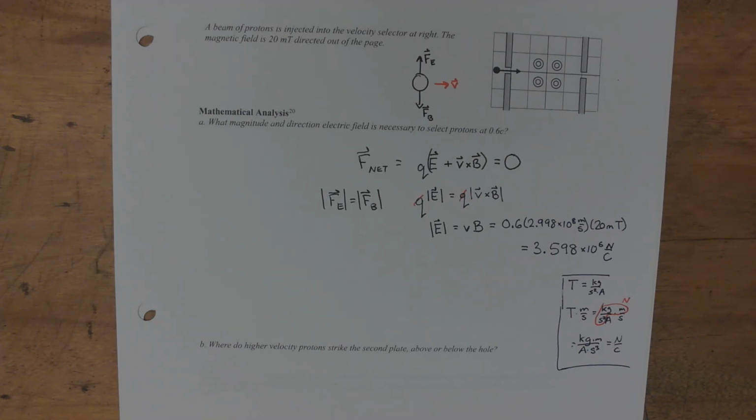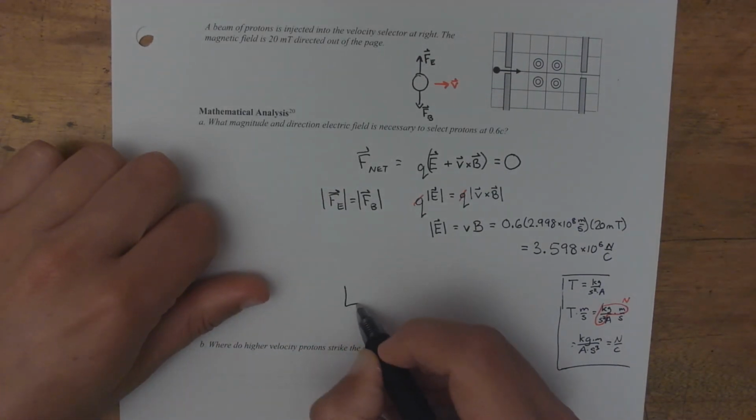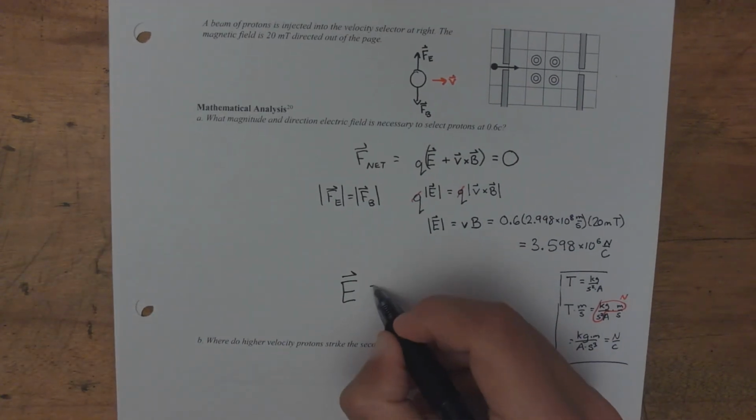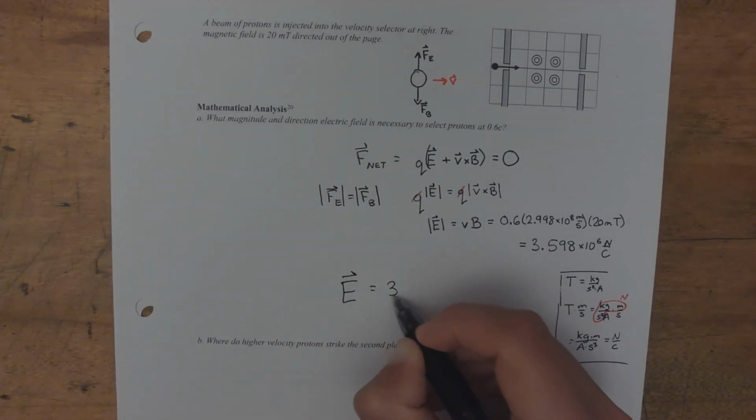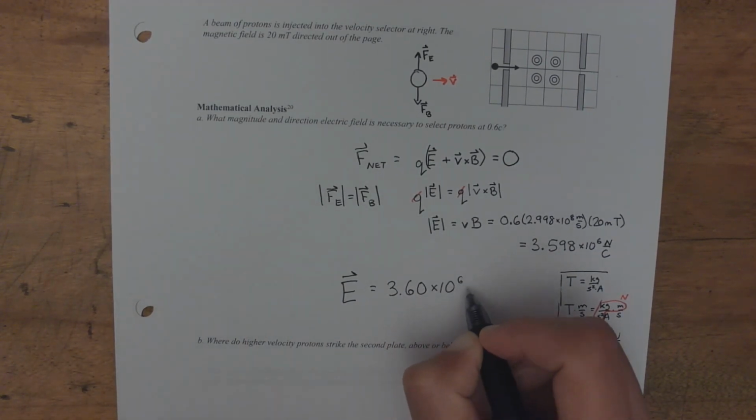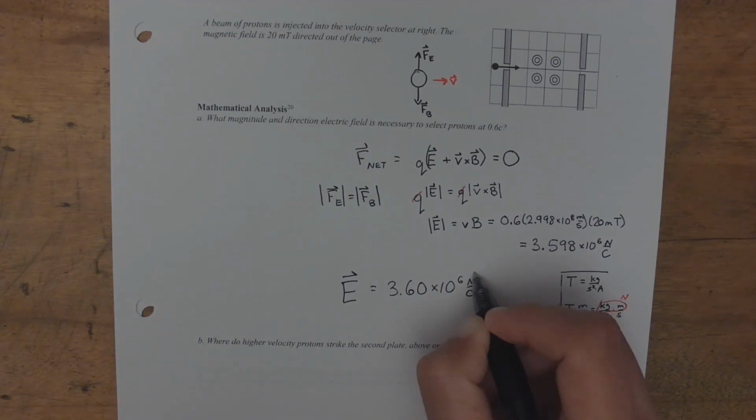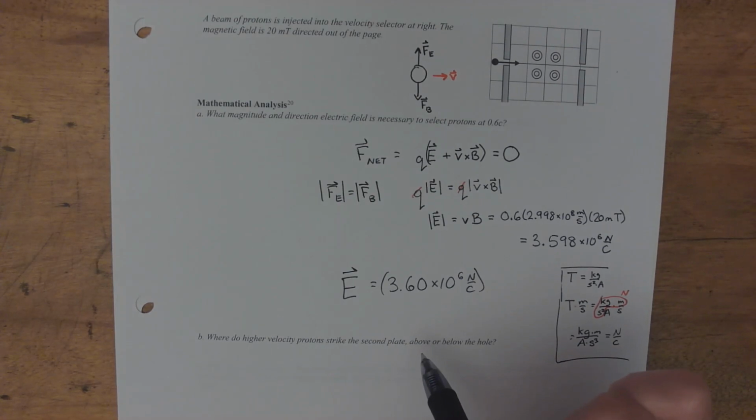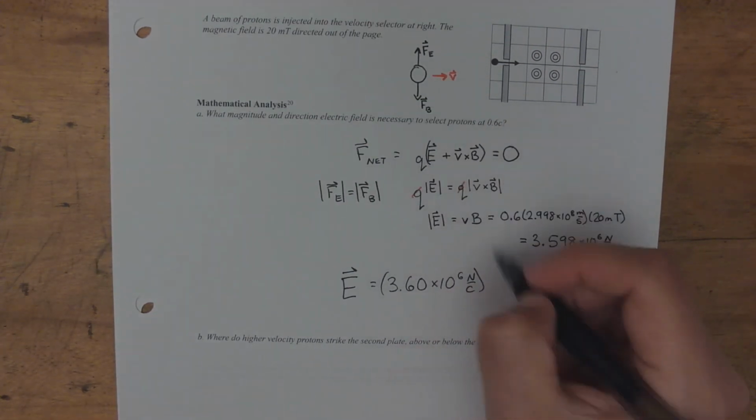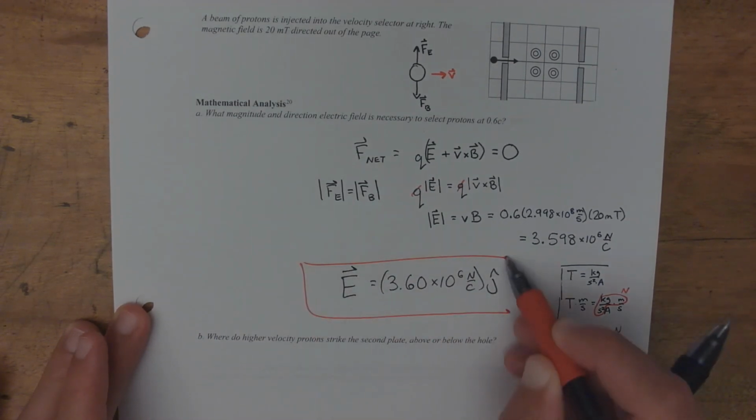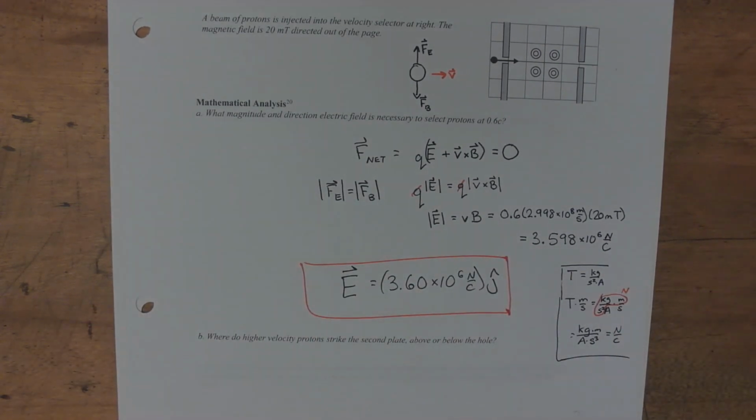That is the magnitude, but they asked us for the magnitude and the direction, so let's just write this now as a vector, and the magnitude, let's round it to 3.60 times 10 to the 6th. This is newtons per coulomb. And we said the force is going upward, so that would be the j-hat direction, and the field and the force are in the same direction, so the field is in the j-hat direction, and there is my answer for part A.